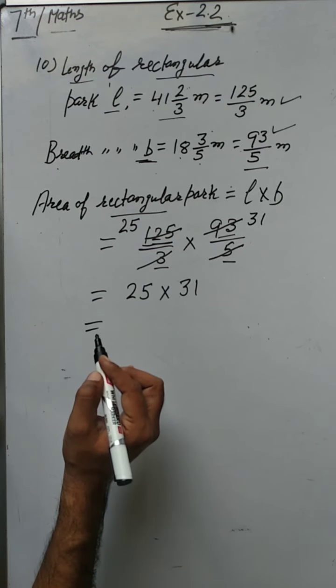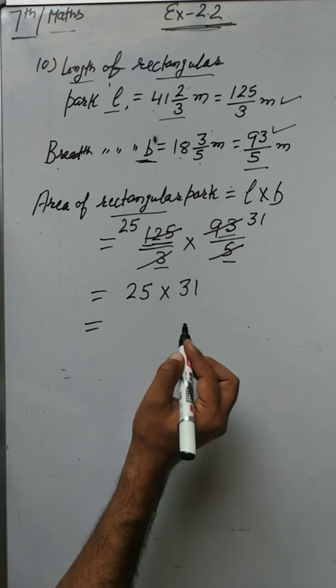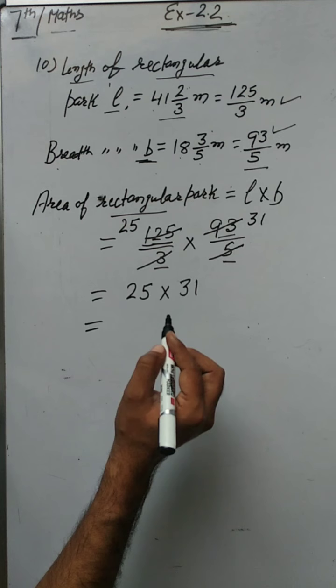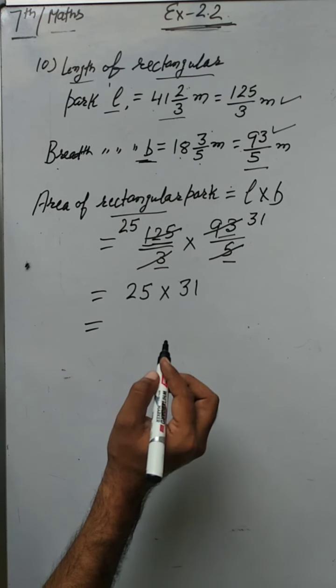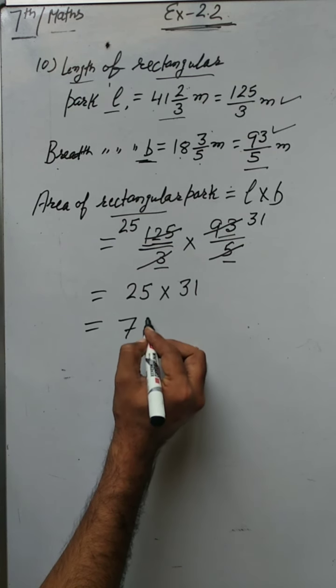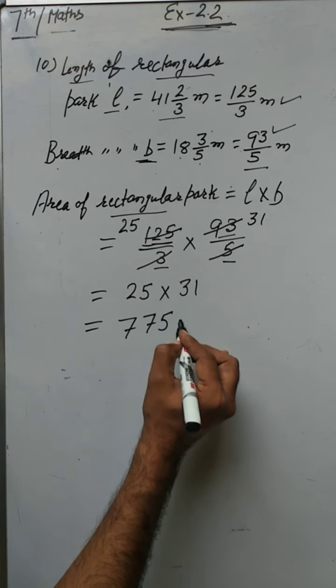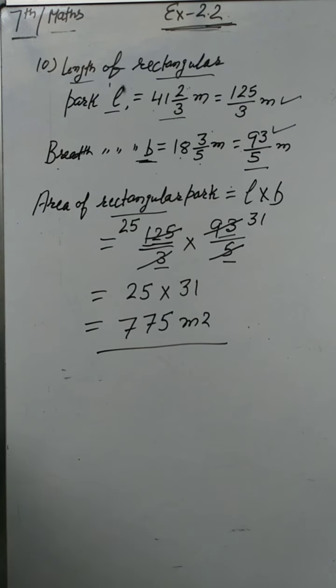So the area of the rectangular park is equal to, beta, 25 multiply 31. Understood beta? It is equal to 775 meter square. Clear? Understood?